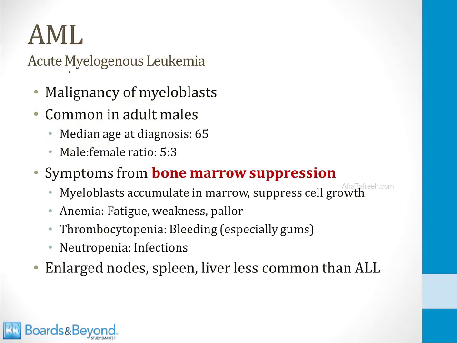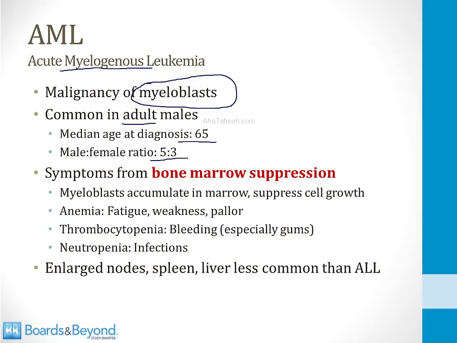Now let's move away from acute lymphoblastic leukemia and talk about acute myelogenous leukemia. This is an acute leukemia that develops because of a malignancy of myeloblasts. It develops from progenitors of the myeloid cell lineage. And in contrast to ALL, this disorder is more common among adults, especially males. The median age at diagnosis is about 65, and the male to female ratio is 5:3.